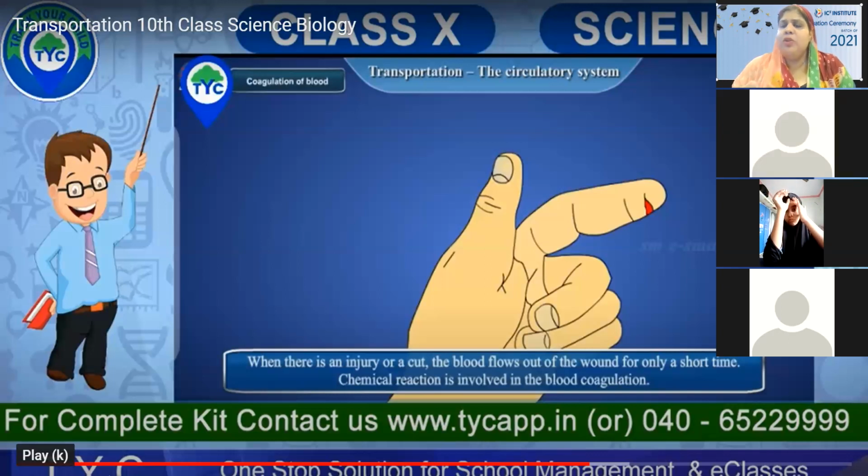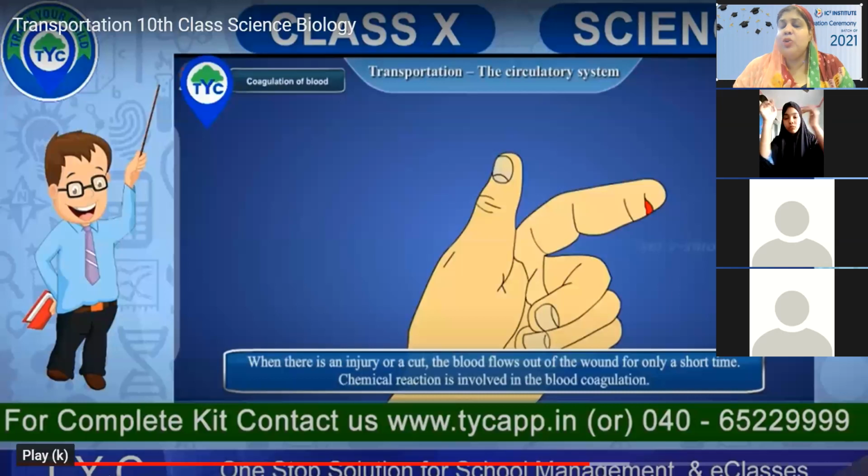So when there is a cut, all the cells want to join together to help. So they will not come to help each other. That is the reason it is very important that you make yourself helping others and be friendly, try to understand the problems of other people so that the systems in your body also function accordingly. So this is called coagulation.